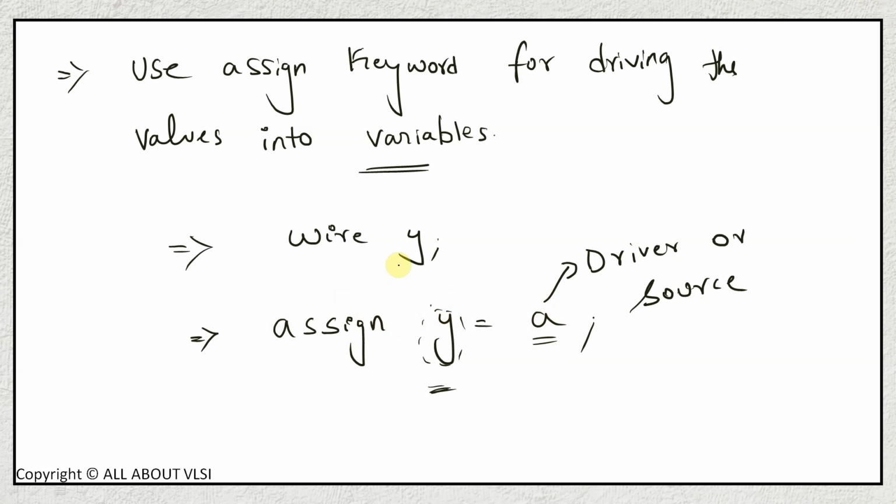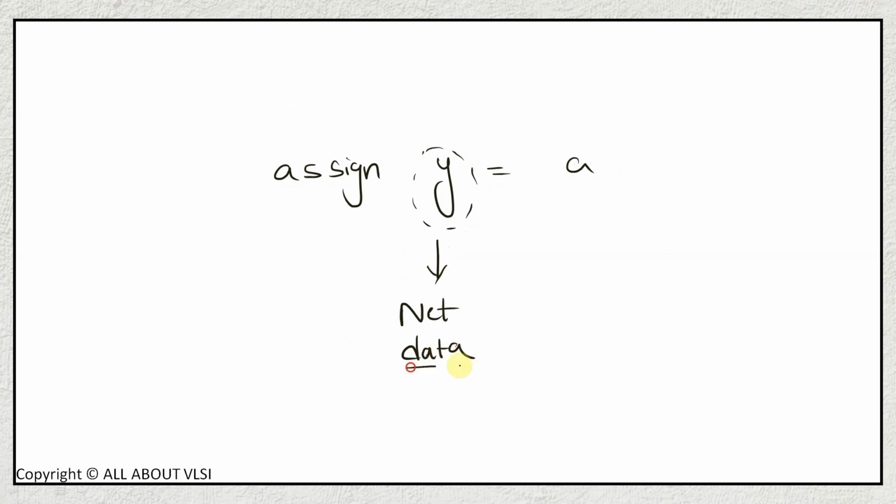So if we write assign y is equal to a, this y should always be of wire data type or any net data type. It should be of net data type only. But on the right hand side, it can be of reg or integer, anything. There is no restriction there, but there is a restriction on the left hand side.